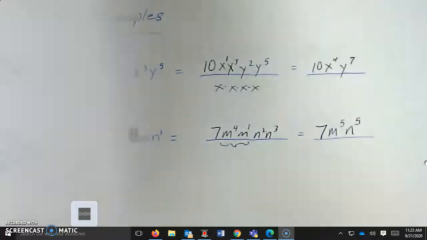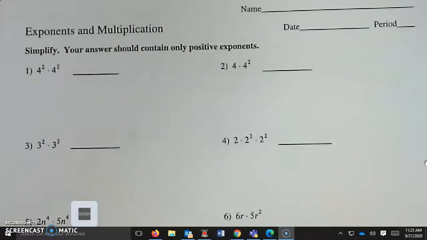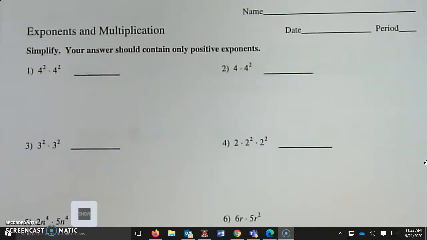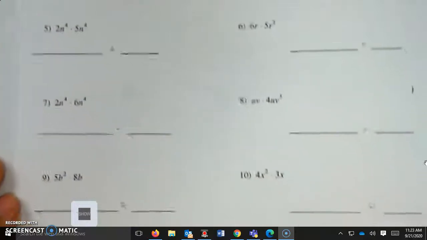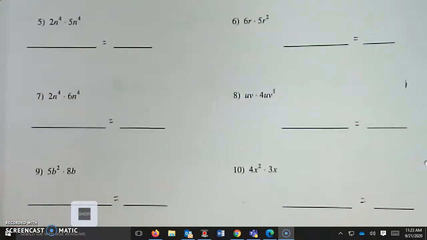Okay, so the assignment looks just like that, pretty much. 1 through 4 are just review. Notice there's only 1 space. Just add your exponents. It's just reviewing. You could write them out if you wanted. But when you get to 5 through 14, notice 2 spaces.